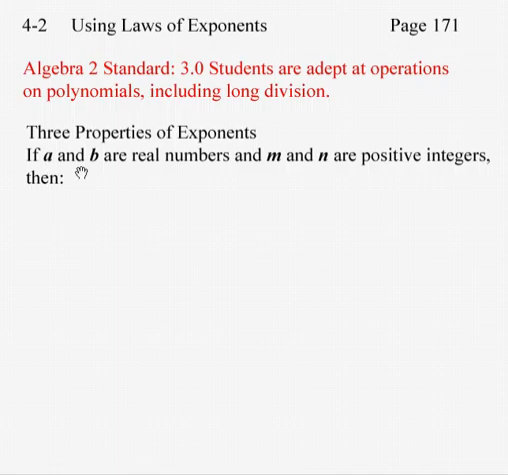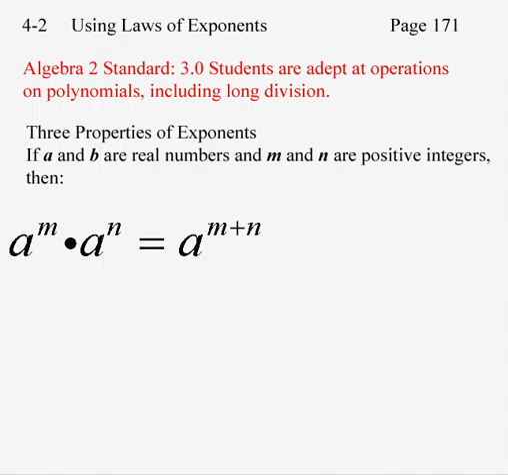First, the fine print. A and B represent real numbers. M and N represent positive integers. If that's true, then any number raised to the m power times that same base raised to the n power is the same as that base raised to the sum of the exponents, m plus n. So in other words, when we're multiplying and the bases are the same, do not change the base, add the exponents.